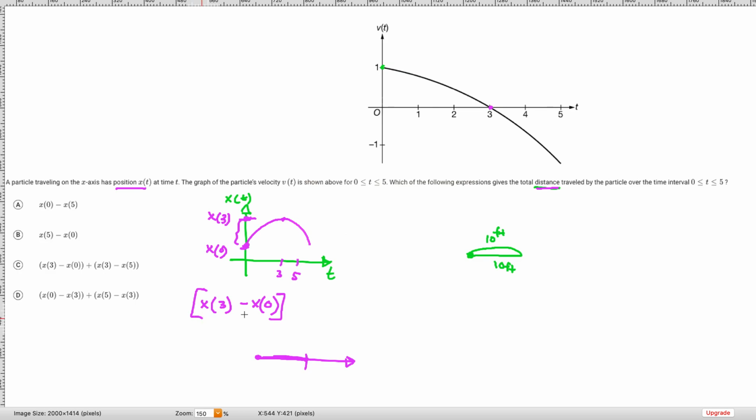You now need to compute the distance that it traveled going to the left, going backward in the other direction. And if you look, this is x of 3. This is higher than x of 5. So since x of 3 is higher than x of 5, I want to compute this distance that it went. That's x of 3 minus x of 5. And your choice will be C, which is exactly this expression here.